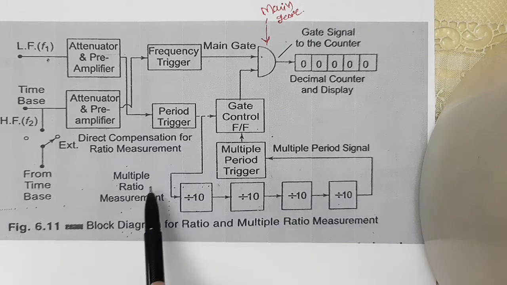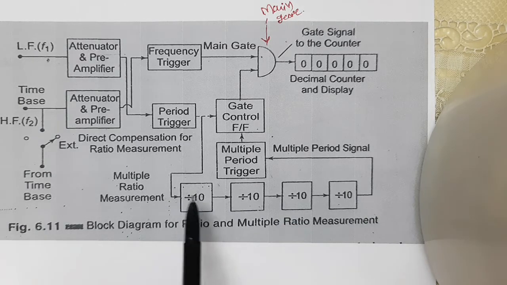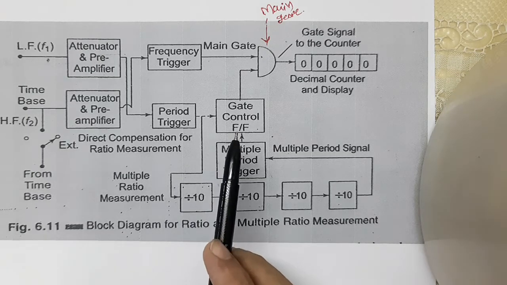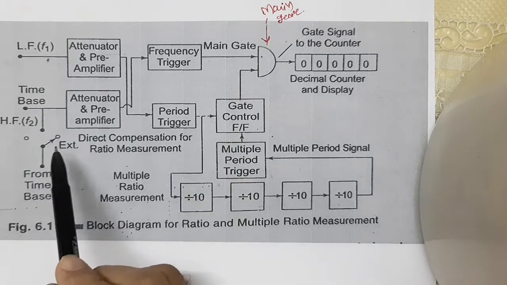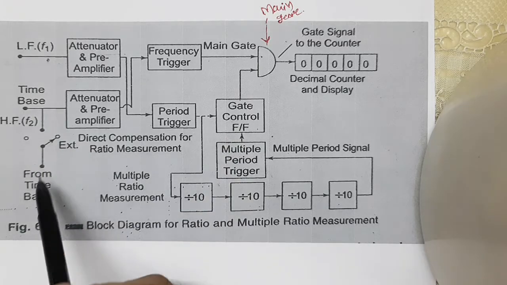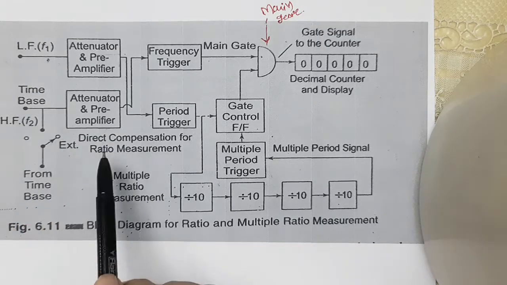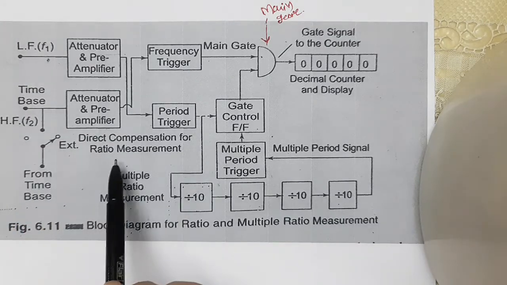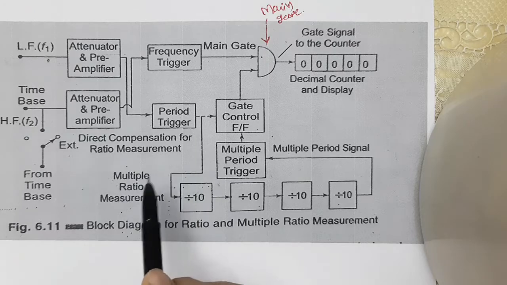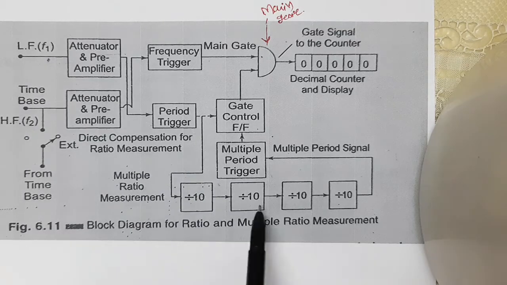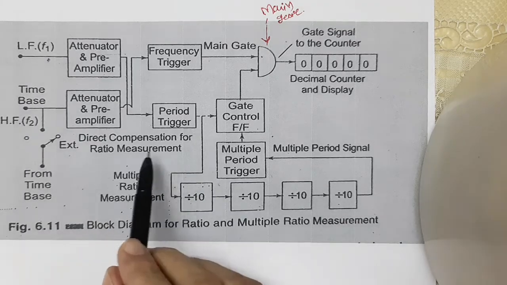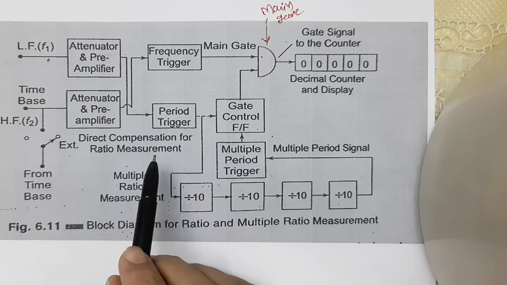So this is our multiple ratio measurement. Whatever the number of decades we get, we are connecting here. Right? Two-way system. This is from the time base external and this is through the internal. Direct compensation for the ratio measurement. This is our multiple ratio measurement 1, 2, 3, 4, and this is our direct compensation for the ratio measurement.